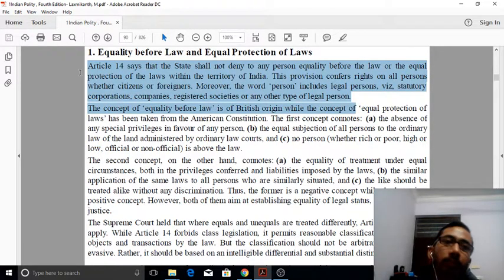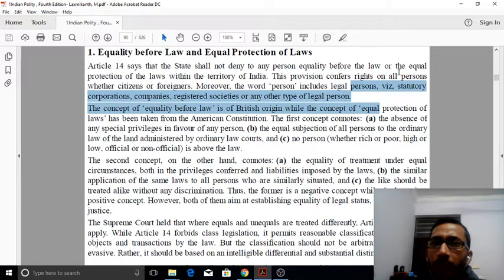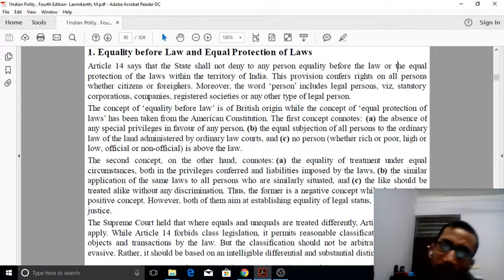This entire paragraph gives information regarding Article 14, right? What are they telling about Article 14? Article 14 is nothing but every person is equal before law and has equal protection of laws. Article 14 says that the state shall not deny any person equality before law or equal protection of law within the territory of India. This provision confers rights on all the persons, whether citizens or foreigners, right?